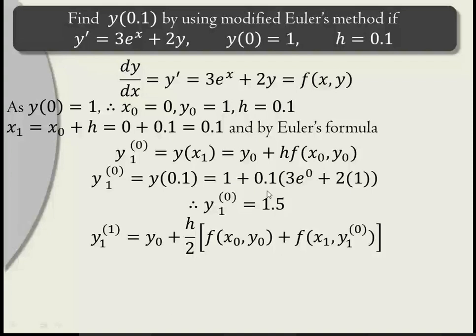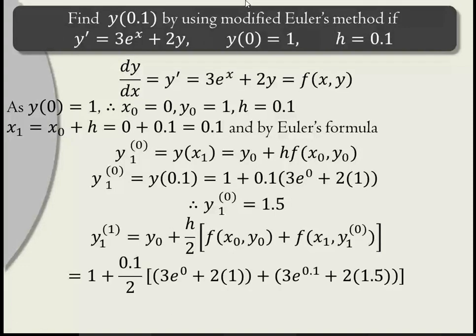So the first iteration of y1 will be 1 plus 0.1 by 2 into 3 raised to 0 plus 2 into 1, same function which we have got here. We take that 1 here plus 3 into e raised to x1. x1 is 0.1 plus 2 into y1, that is 2 into 1.5. Simplify it. So the first iteration comes out to be 1.5658.